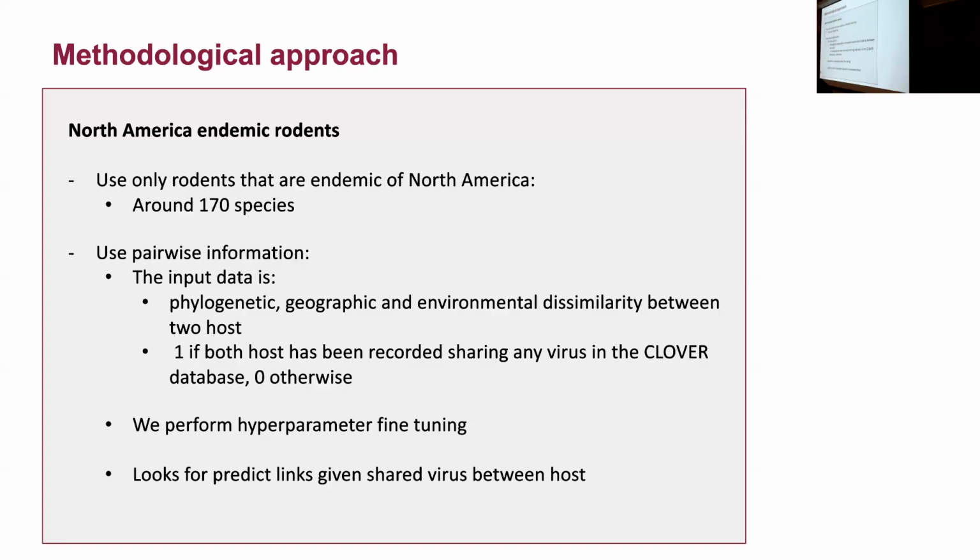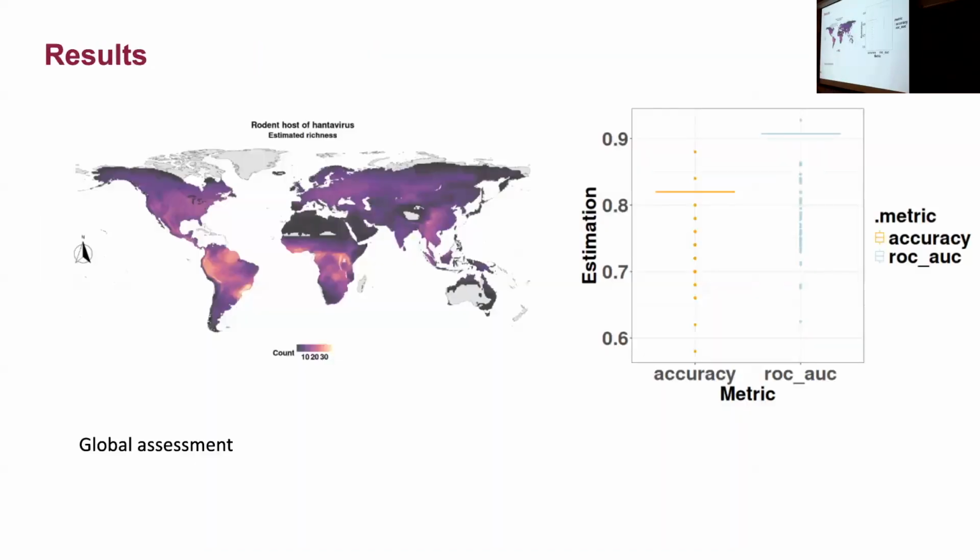And then I perform my models, and then I perform a 5-parameter fine tuning to have the best model in each run, replicate a lot of times, and then predict new links. That means I have a host that has never been seen with one virus, but my model says that they potentially could be a valid interaction. And then I try to validate it with the literature, if somebody found that, but it's outside the database.